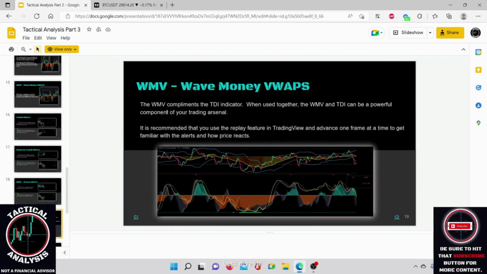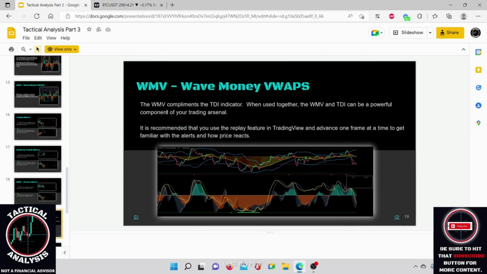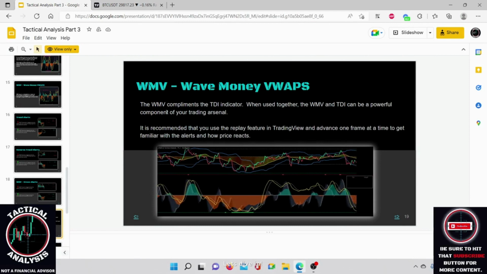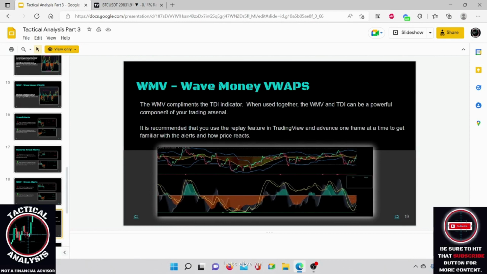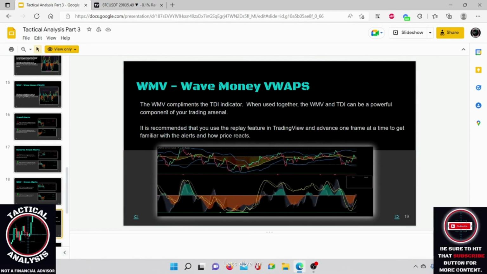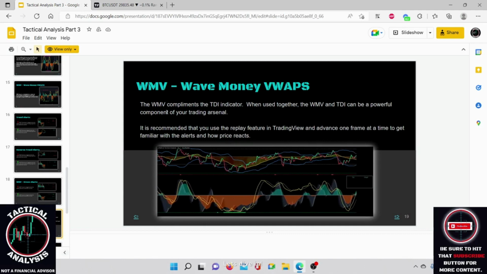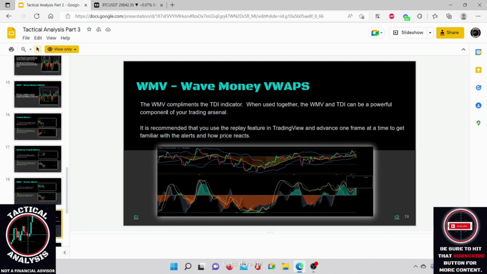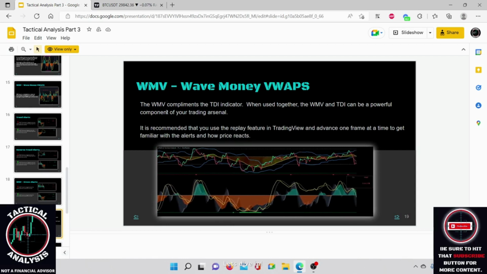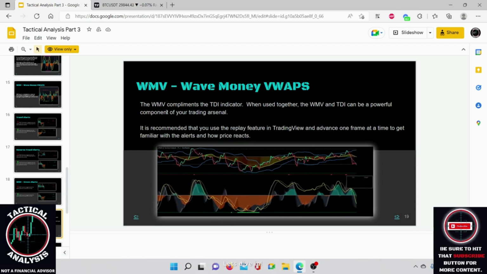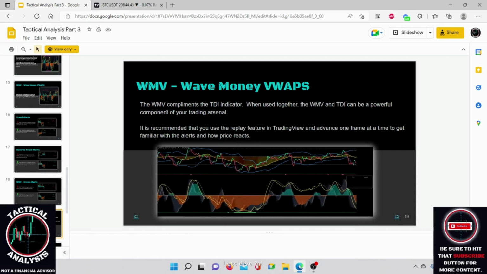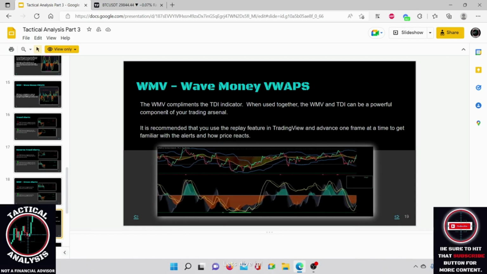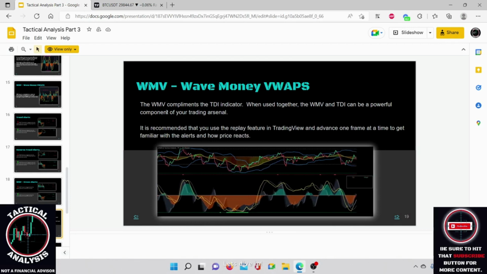Wave money VWAP is a complement to the TDI indicator, just like anything else in the strategy. It's used to complement, to add confluence, to add confidence, right? When used together, the WMV and the TDI can be a powerful component of your trading arsenal. It is recommended that you use the replay feature in TradingView and advance one time frame at a time, right? To get familiar with the alerts and how price reacts, right? Go back like anything else, back test it, okay?